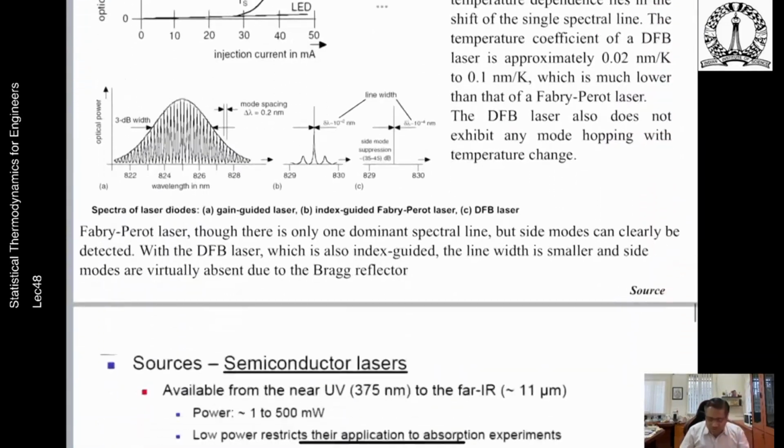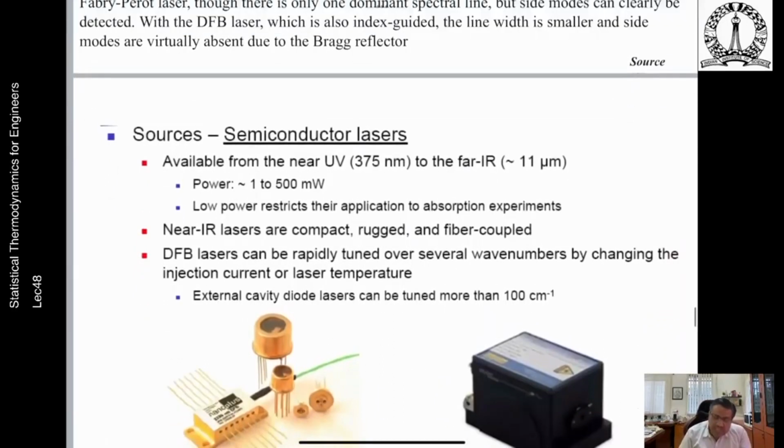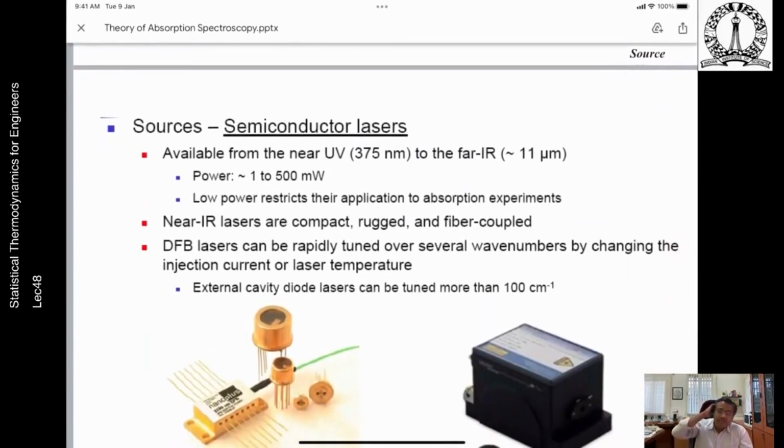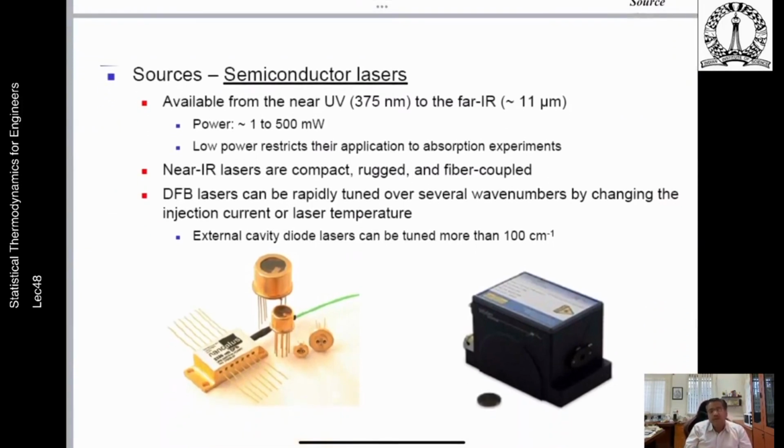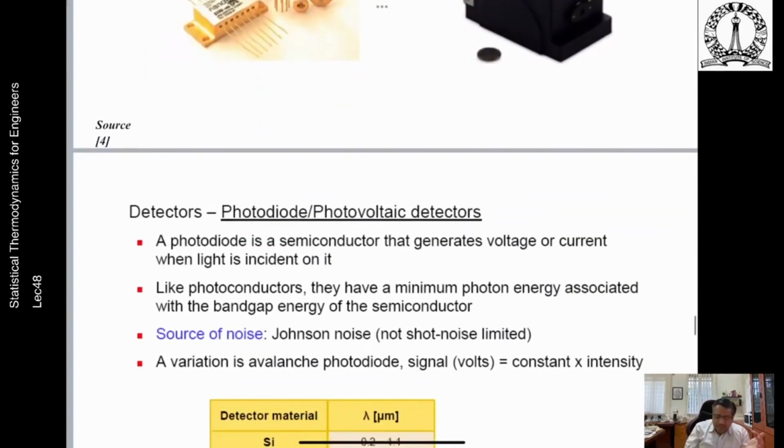Okay, so we are going to skip those, but these lasers are easily available from the UV to the far IR. Near IR lasers are very compact, rugged and fiber coupled, as you can see over here. They can be rapidly tuned over several wave numbers. That's why we get that range over which we want to measure a transition, by changing the injection current or the laser temperature. So that provides a framework.